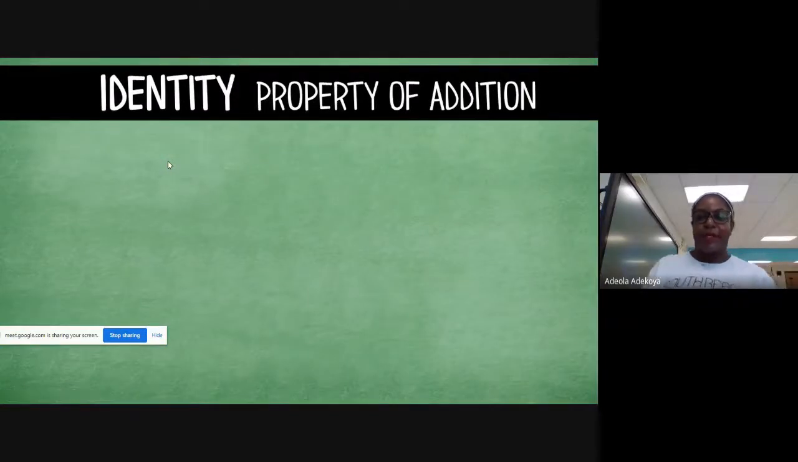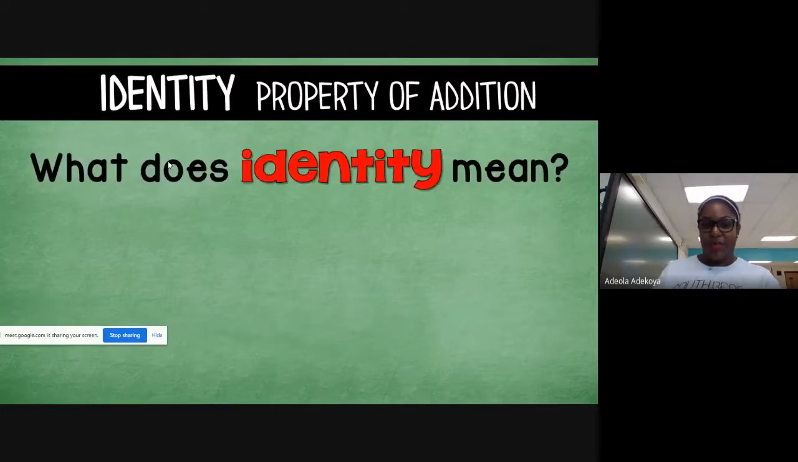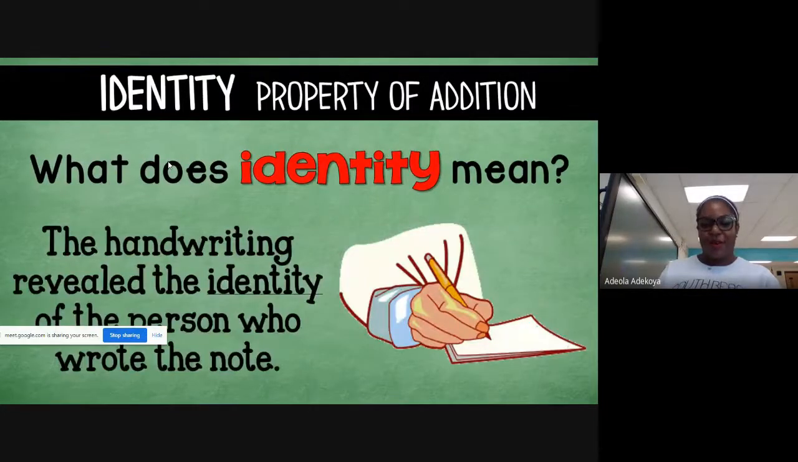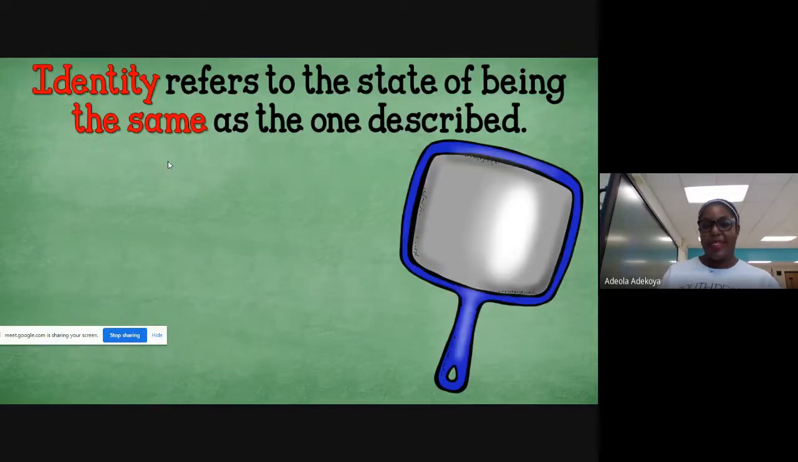Now we're going to go ahead and look at the identity property of addition. First of all, we've got to talk about what identity means. To help us, we're going to look at the word in a sentence. The handwriting revealed the identity of the person who wrote the note. Identity refers to the state of being the same as one described.